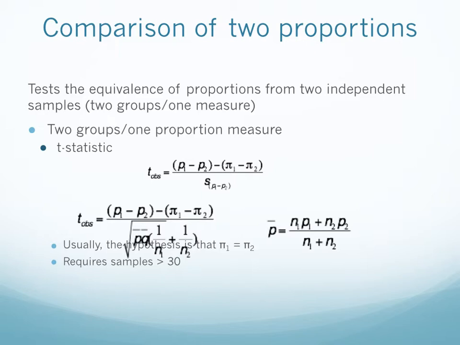Now, P bar and Q bar are the weighted average proportions. So P bar is n1 times P1 plus n2 times P2 over n1 plus n2. And of course, if n1 and n2 are equal, that turns out to be just the average of the proportions in the two samples. And this t-test requires samples of 30 or more. It turns out that t-tests for proportions are unstable with small samples.